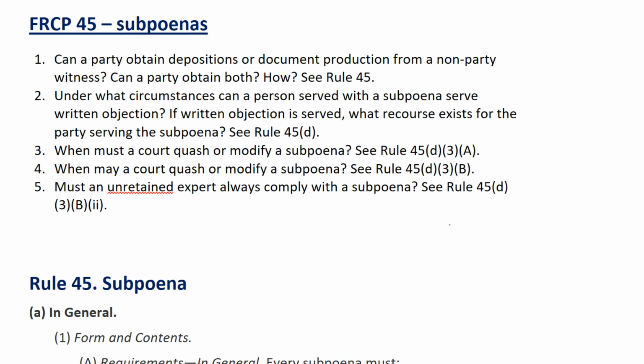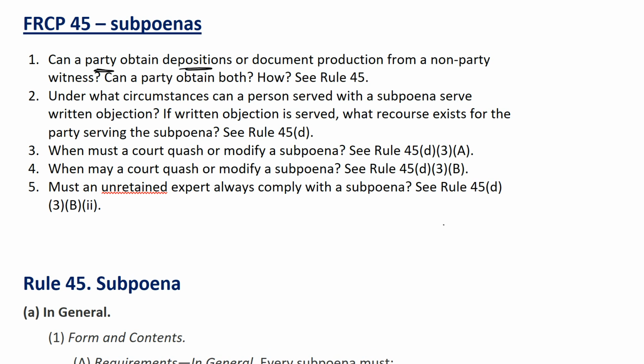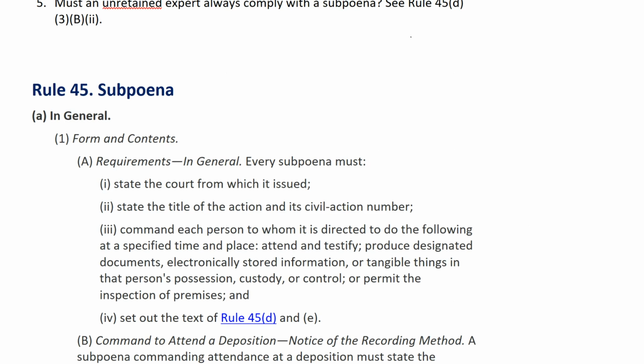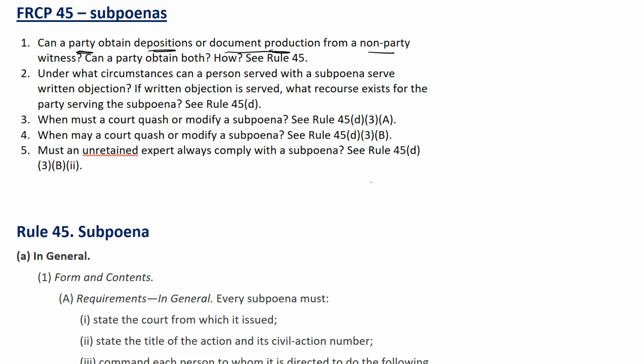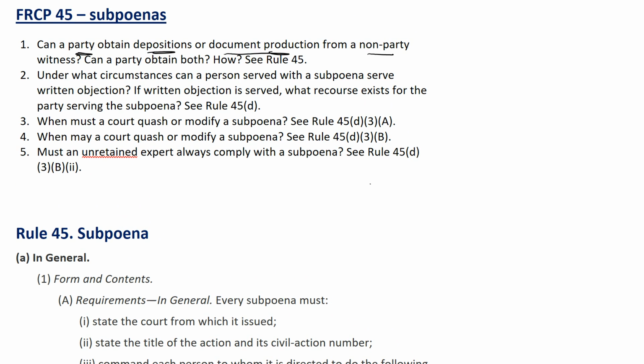Question 1's easy peasy. Can a party obtain depositions or document production from a non-party witness? Yes. All right. Can a party obtain both? Yes. How? See Rule 45. All right. Well, we'll go through the whole rule in a minute, but the short answer is under Rule 45, not only can you get testimony, depositions, right, from a non-party witness, you can also get information. You get one, the other, or both.